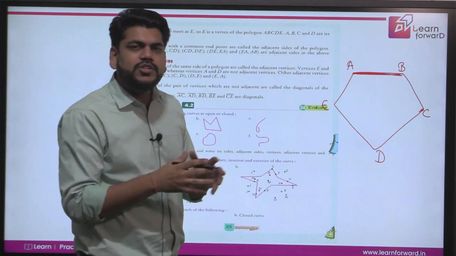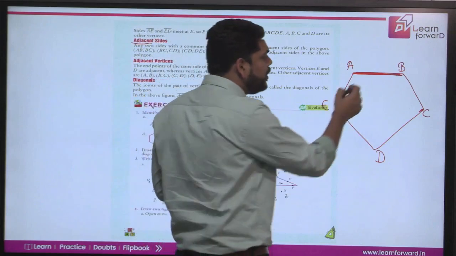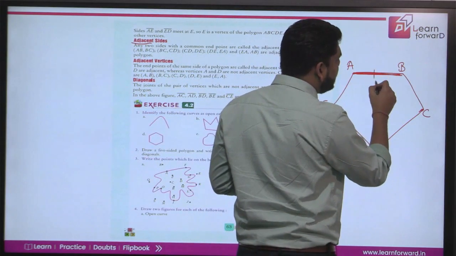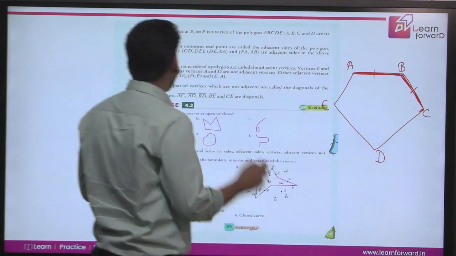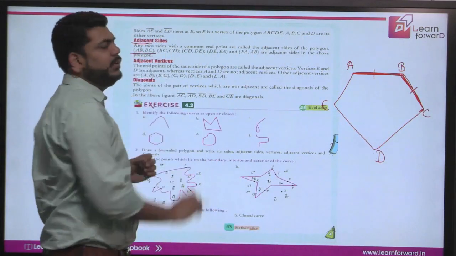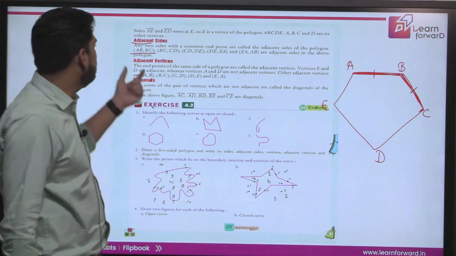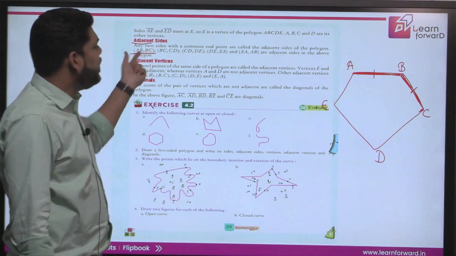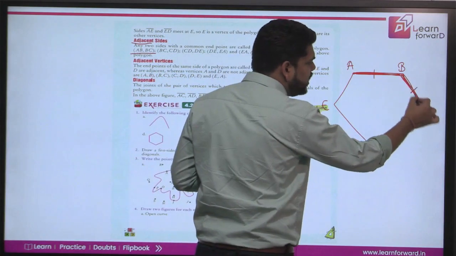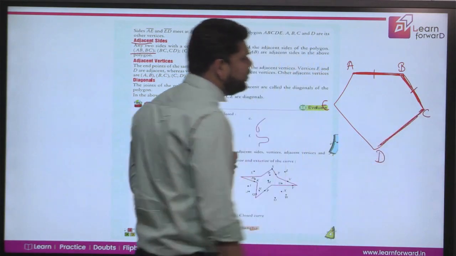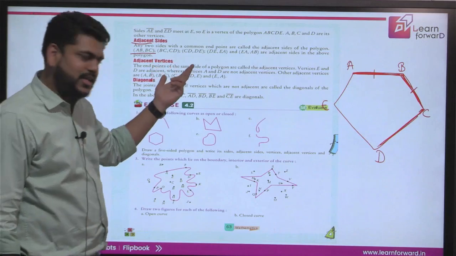Who is closest to AB? Who is the neighbor of AB? AB has a neighbor BC. So what I can write is AB comma BC in one bracket, so that we can see AB and BC are neighbors. They are adjacent sides. Now BC is the neighbor of CD. So I can write BC comma CD.